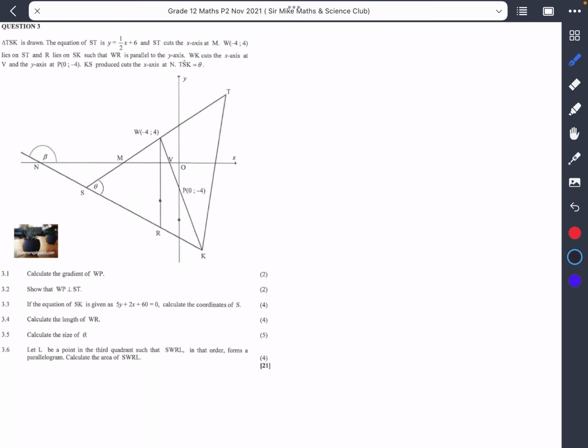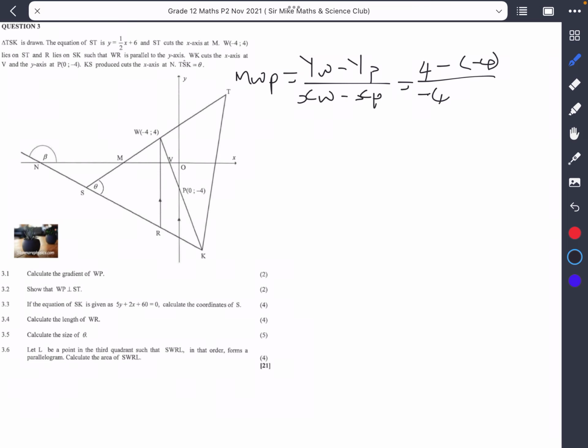How would you calculate the gradient? To calculate the gradient of WP, M of WP simply equals Y at W minus Y at P, all of that divided by X at W minus X at P. The Y coordinate at W is 4, so that would be 4 minus Y at P, which is negative 4, so minus minus 4, all of that divided by X at W, which is negative 4 minus 0.